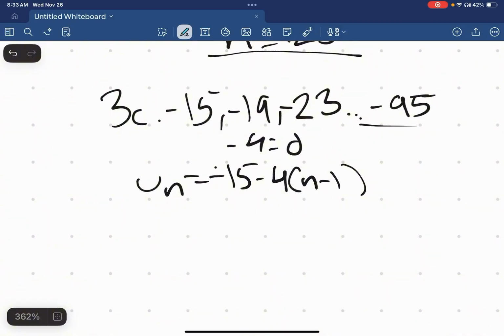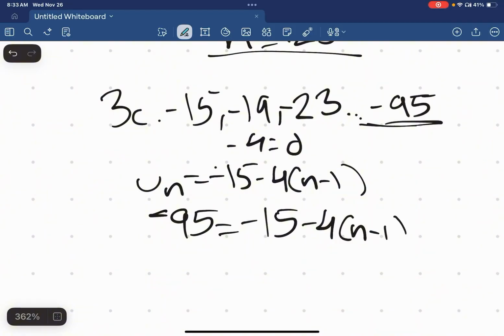Plug in our last term for our nth term. So we get negative 95 is going to be equal to negative 15 minus 4 times n minus 1. And now adding 15 to both sides, dividing by negative 4, and then adding 1 once more, we get that n is equal to 21.